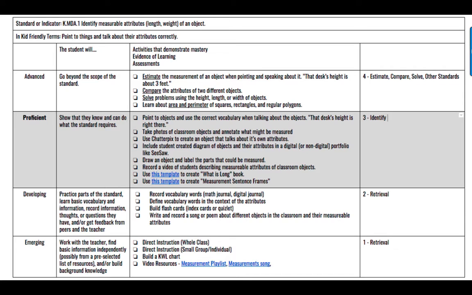So after I selected my standard and wrote identify in the proficient level, I tried to get my standard in kid-friendly terms. So you'll notice that the kid-friendly terms I chose were point to things and talk about their attributes correctly. Uh-oh. Is that a word that kindergartners would use, attributes? You know, that's an interesting question. I wrestled with whether or not to use the word attributes, but then I thought, well, the kids need to be familiar with the vocabulary in order to show that they have mastered the standard, so why not go ahead and introduce this vocabulary to them there?